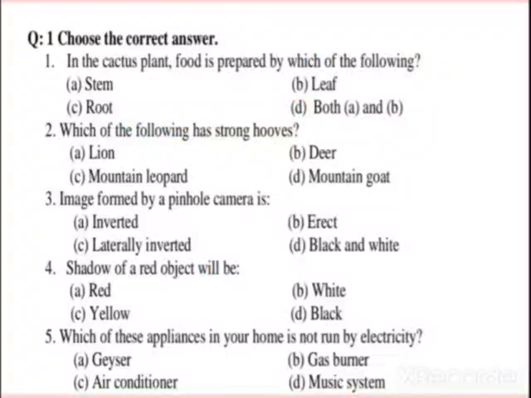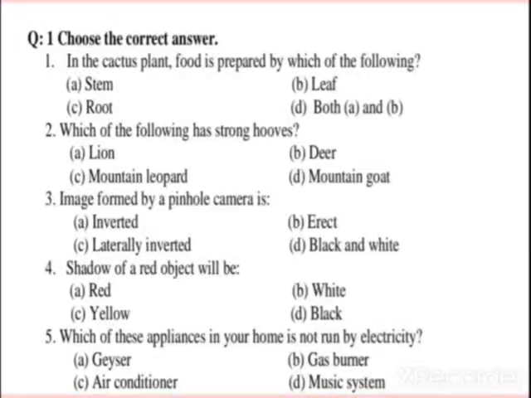Question number 1 is choose the correct answer. In the cactus plant, food is prepared by which of the following? Four options are given, and you have to choose one correct option. The options are stem, leaf, root, and both A and B.